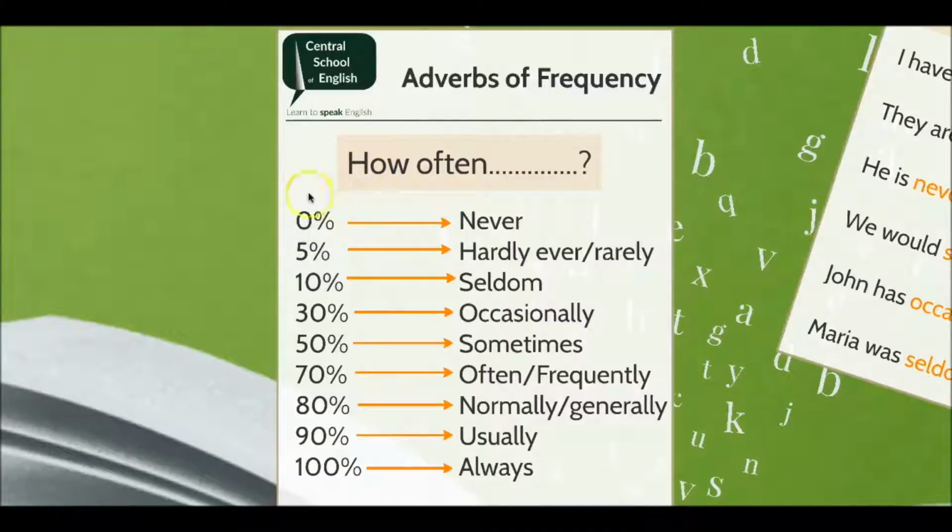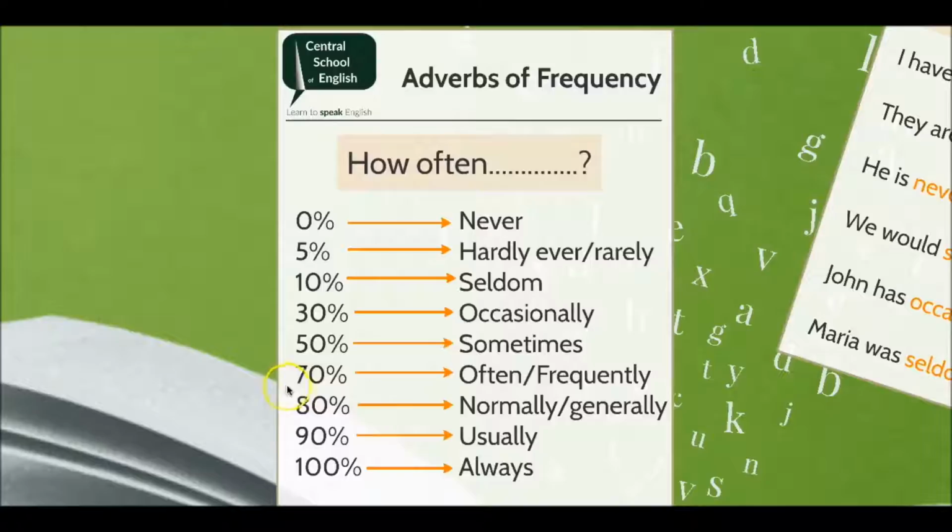When we do something 0% of the time, we can use the adverb never. When we do something 5% of the time, we can use the adverbs hardly ever or rarely. If we do something 10% of the time, we can use the adverb seldom. If we do something 30% of the time, we can use the adverb occasionally. If we do something 50% of the time, we can use the adverb sometimes.